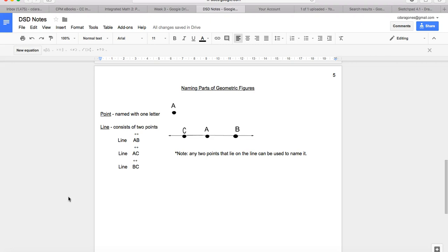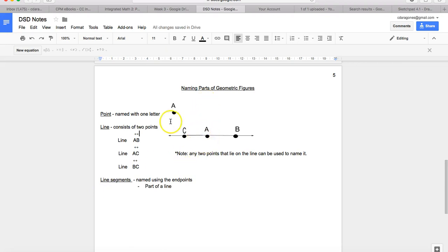Okay, so now that you know how to name a point and a line, you can also name line segments. So usually these are named using the endpoints. So a line segment is a portion of a line, right? It's not the entire line because the line goes on forever this way, goes on forever that way. But a line segment is just a part of a line. It does not go on forever. It has an end, right?